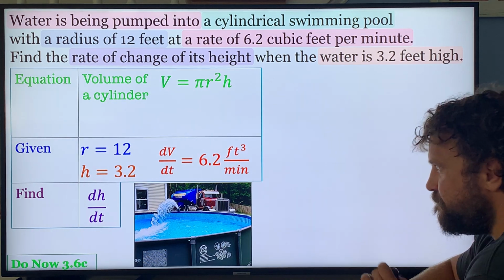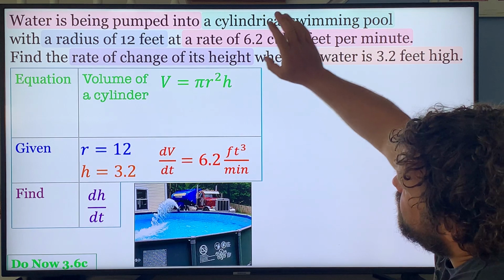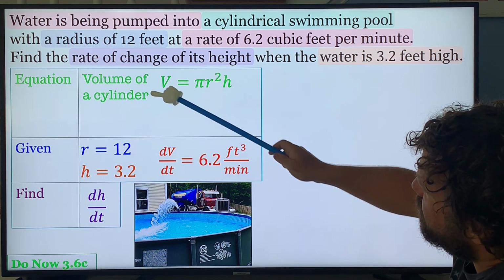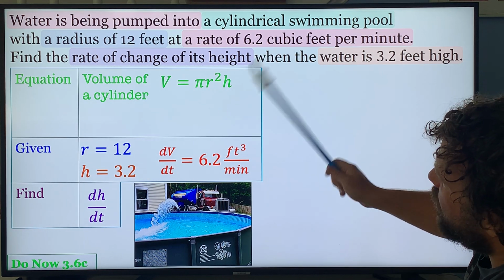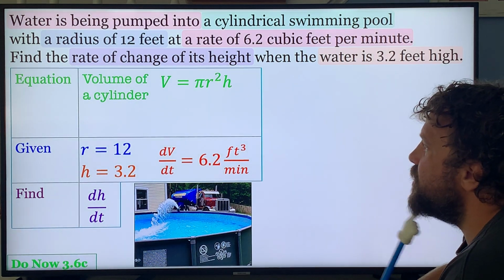Now, I hate to do this to you. So pretty much what's going to happen is, this is going to turn into a dV/dt, an r and a dr/dt, and a dh/dt. Are we missing anything here? We don't have a dr/dt, right?